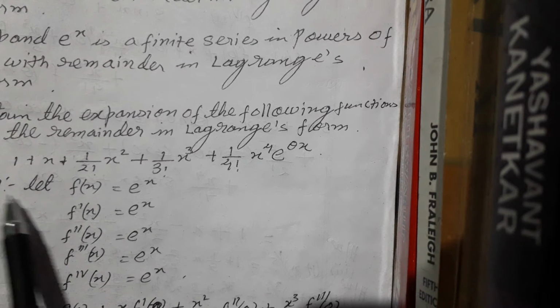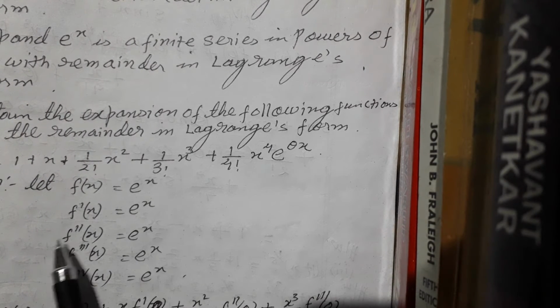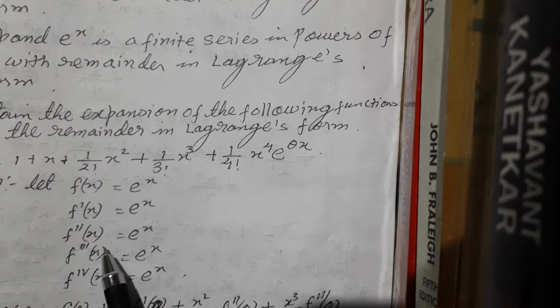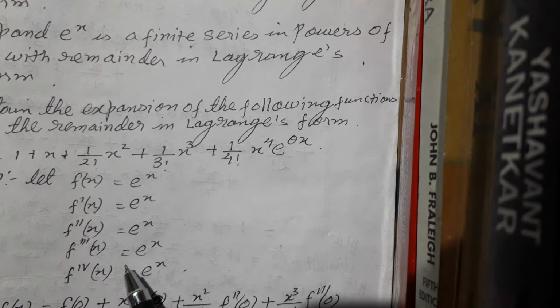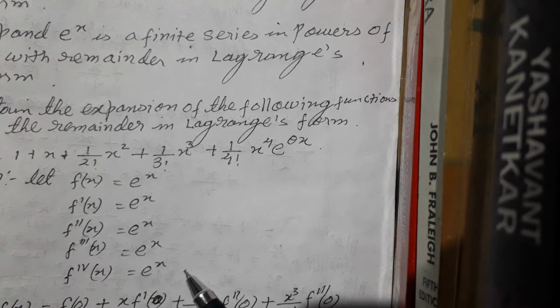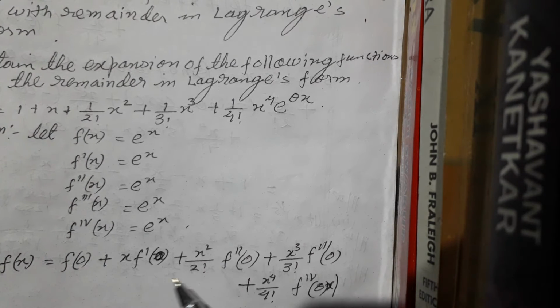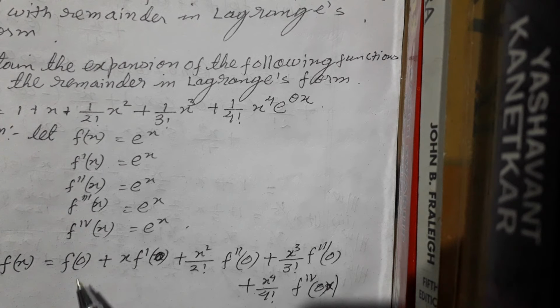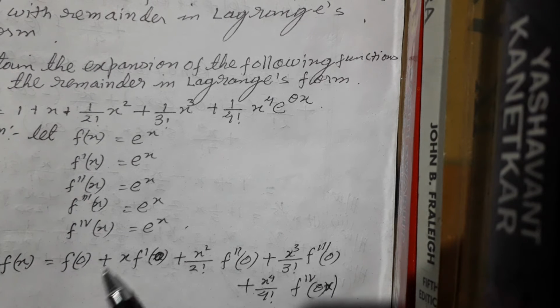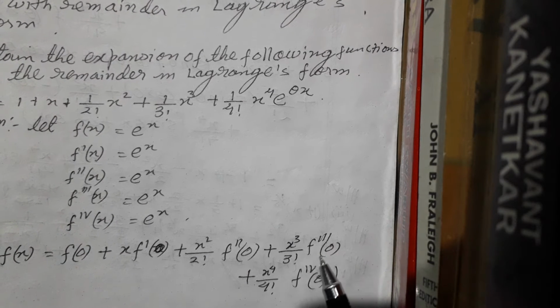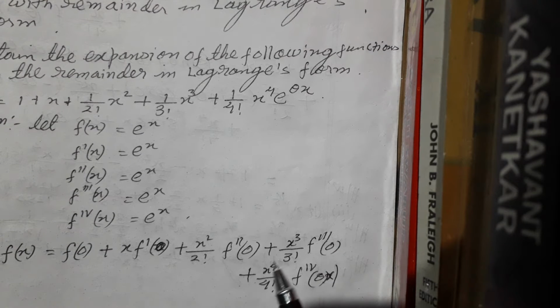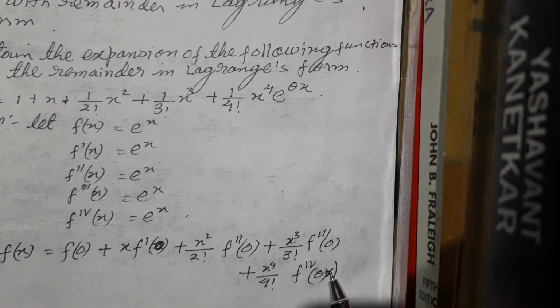So we'll take the function as f(x) equal to e^x. So f dash x is also e^x, f double dash x also we get e^x, f triple dash x also we get e^x, plus f to the 4, if you differentiate 4 times also we get e^x. So we'll write the Maclaurin theorem of order 4. So we have f(x) equal to f(0) plus x f dash 0 plus x squared by 2 factorial f double dash 0 plus x cubed by 3 factorial f triple dash 0 plus x^4 by 4 factorial f4 of theta x.